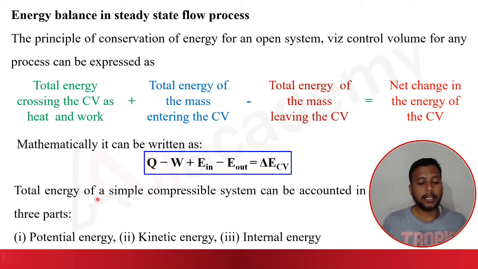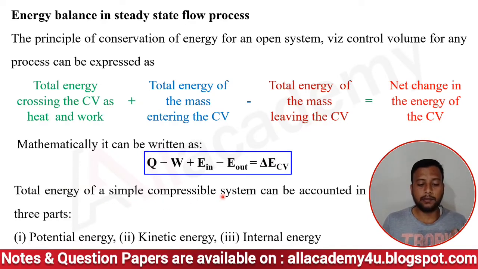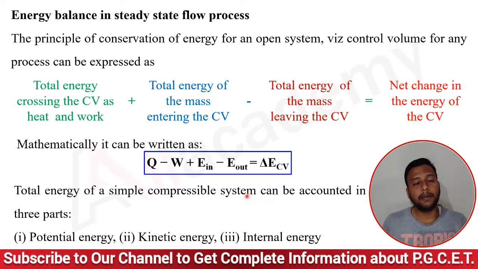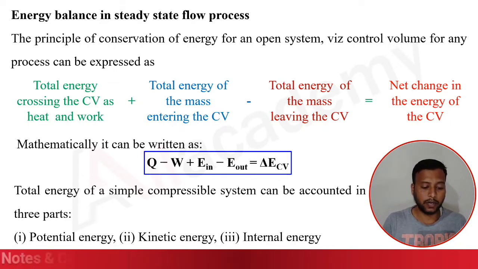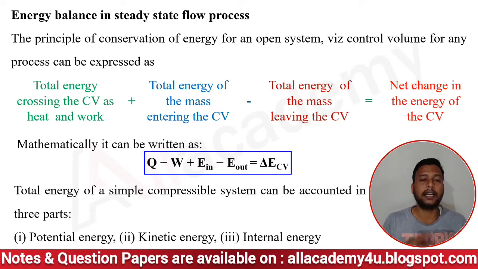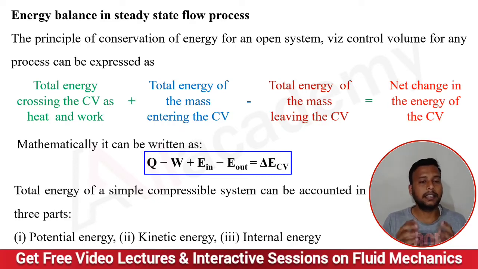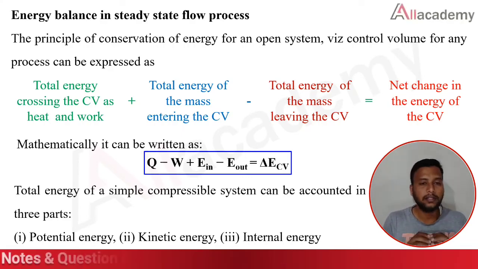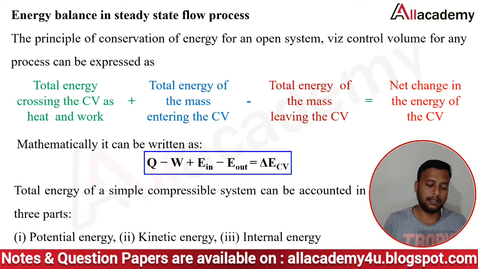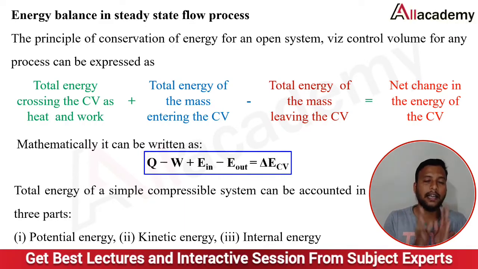Now, the total energy in a simple compressible system can be accounted in three different parts: potential energy, kinetic energy as well as internal energy. The potential energy is PE, kinetic energy KE, and internal energy we represent as U or sometimes IE. So these notations we are using in further derivation. So as I have just told, it is potential energy, kinetic energy and internal energy. This energy is there in the simple compressible system.